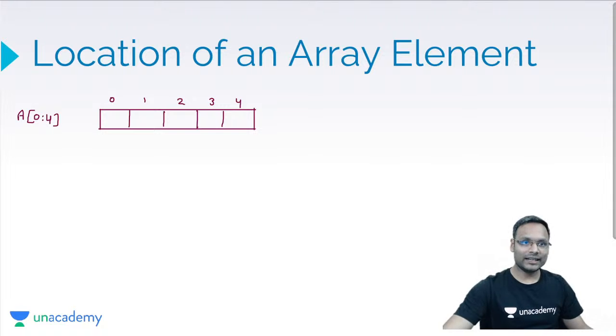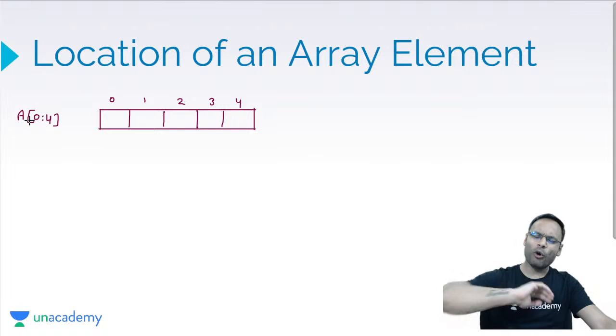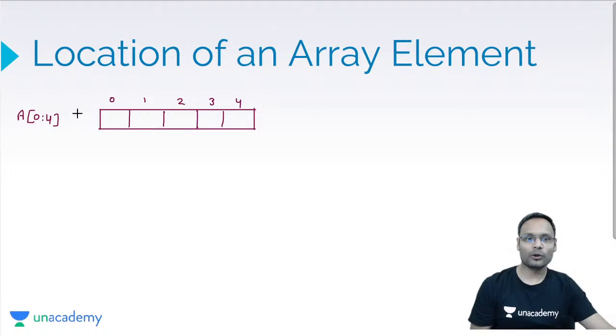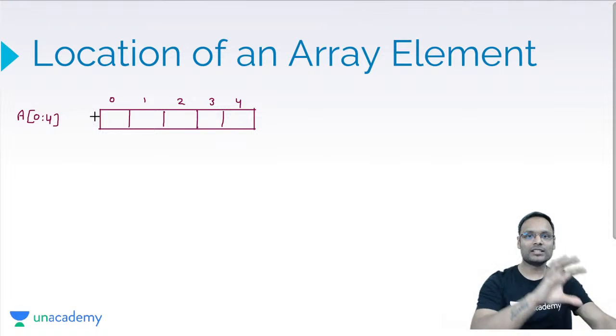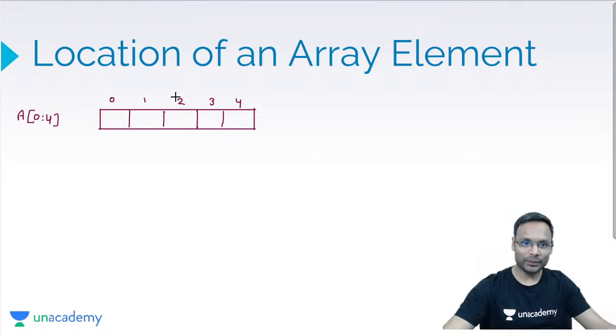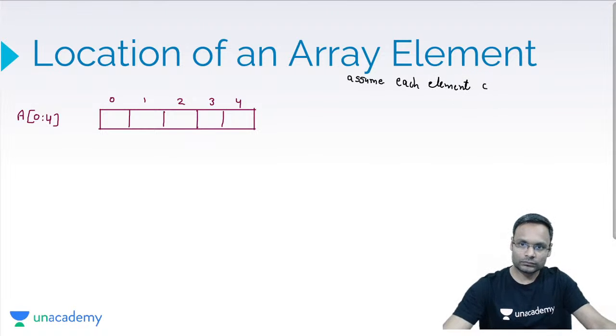Fine. These are the indexes. Let's assume, for all the examples we are going to take, that each element takes two units of size in the memory. So I assume each element occupies 2 locations in the memory.